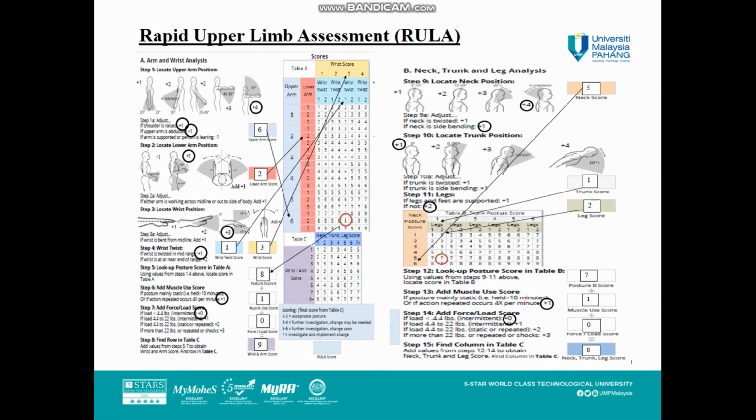Step 15, find column in table C. Add values from steps 12 until 14 to obtain the neck, trunk and leg score. So to total it out, posture B score, we got 7, plus muscle use score, we got 1, plus force or load score, we got 0. So the total neck, trunk and leg score, we got 8.